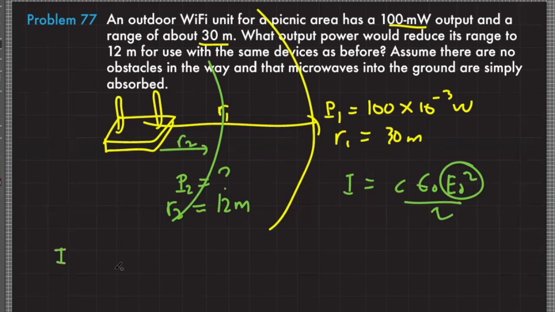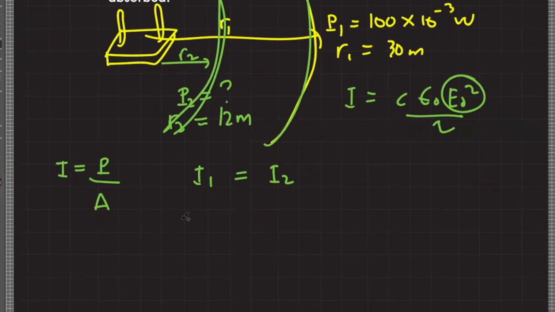One of its usual definitions is that intensity is the power delivered through an area of a system, so P over area. And since for both ranges intensity remains the same, I can write I sub 1 equals I sub 2. Plugging in the expression for intensity, we have P sub 1 over A sub 1 equals P sub 2 over A sub 2.